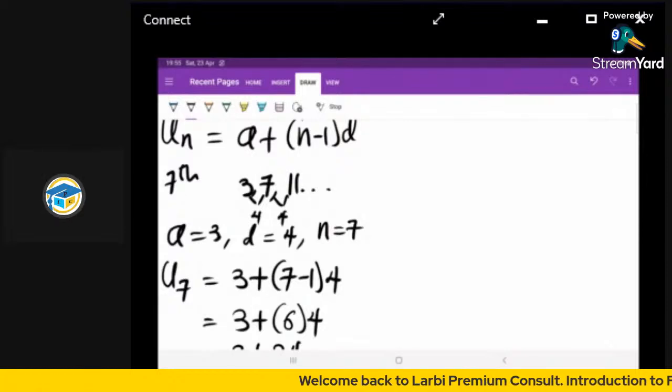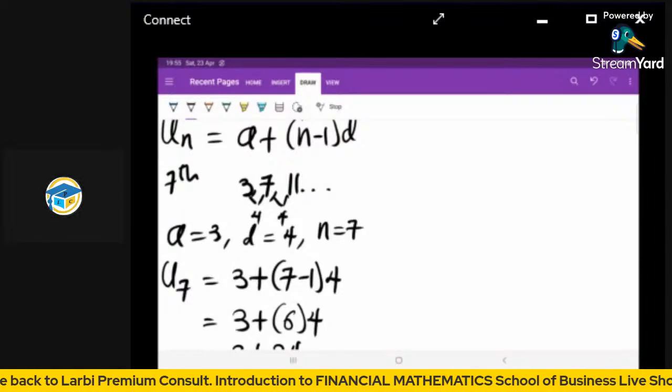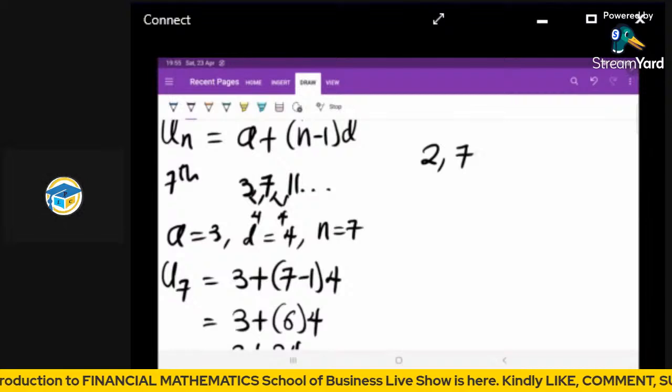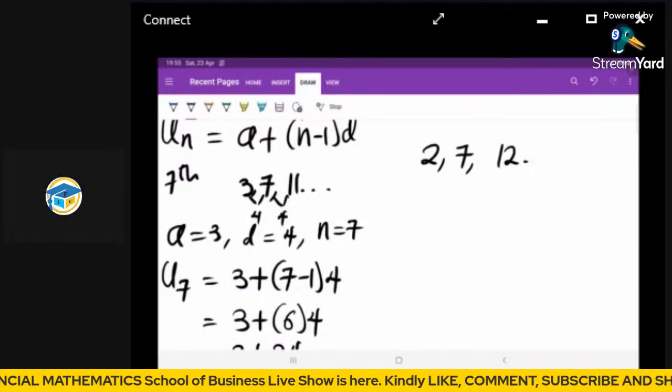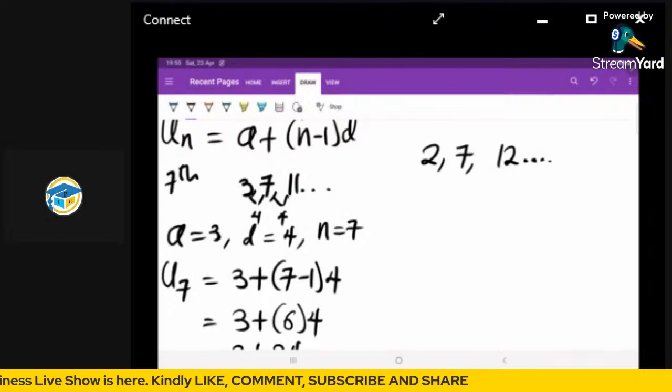So let's say we are also asked to find the 10th term of the sequence. Let's say you have this sequence 2, 7, and 12. So you're asked to find what? The 10th term of this sequence. So how do you do that?